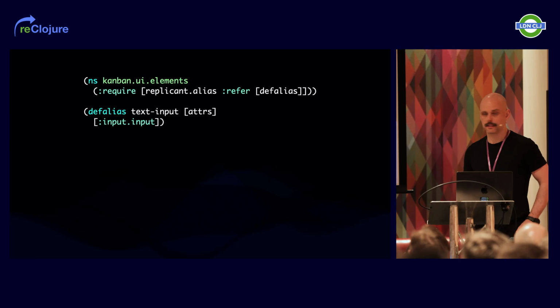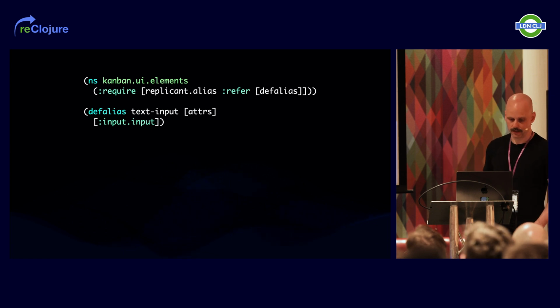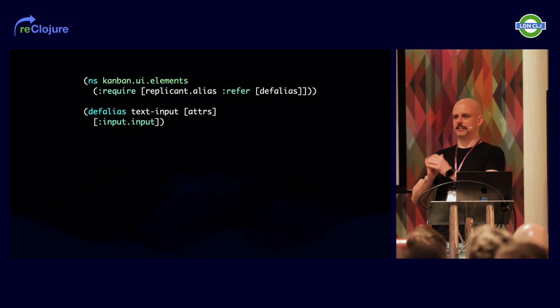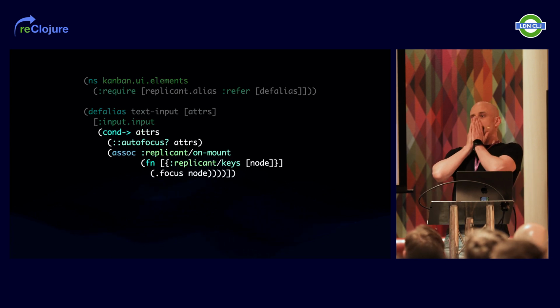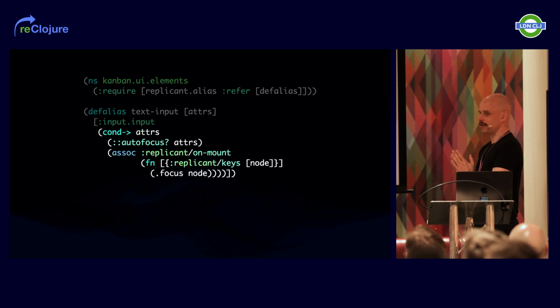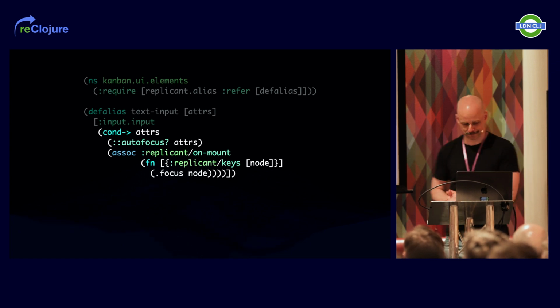So you could instead use a Replicant alias. And an alias looks a lot like a function, except that you create it with defalias instead of defn. And I will hold for gasps as I show you the rest of this implementation. It's the exact same code I told you not to write. So how come this is okay?